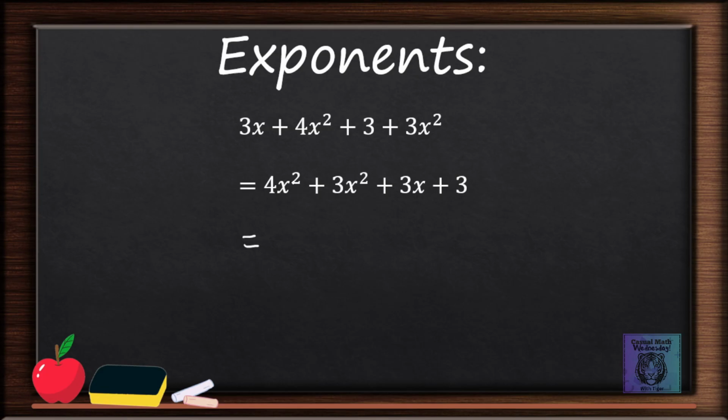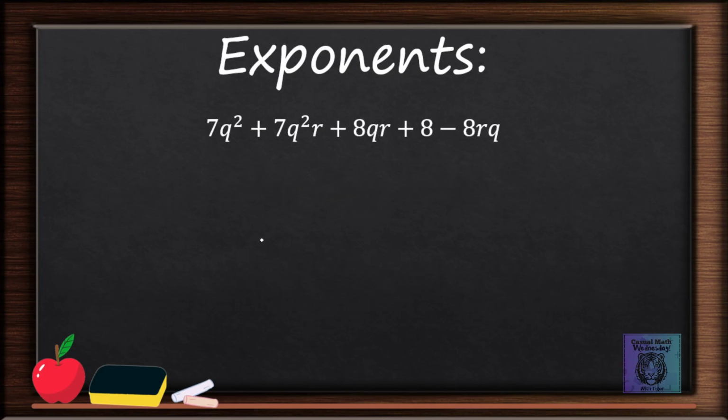So 4x squared plus 3x squared. Because it's plus, nothing happens to the variable or the square. It's only the coefficients that get added. That is 7x squared plus 3x plus 3. And that would also be your final answer because there's nothing else that you can do.